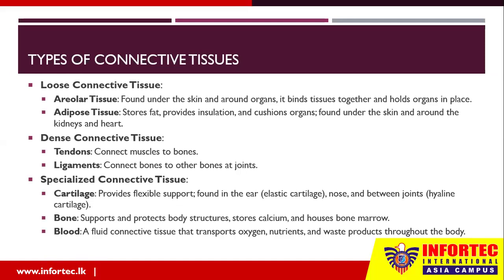Okay, other than these loose connective tissues and dense connective tissues, there are specialized connective tissues. They are cartilage, bone, and blood. They are supportive. When we consider the cartilages, they provide us flexible support. We can find them in ears, nose, our joints, and trachea. Then moving to bones.